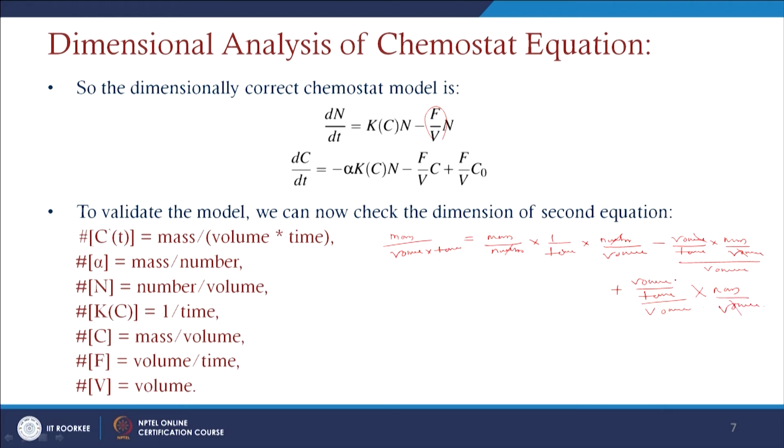So volume cancels out. This will give you mass per time into volume. Now it is perfectly equal for dimensional analysis. So finally, we have mass per volume into time, which equals mass per volume into time minus, so this is a mass per volume into time, plus this is a mass per volume into time. So, perfectly equal.